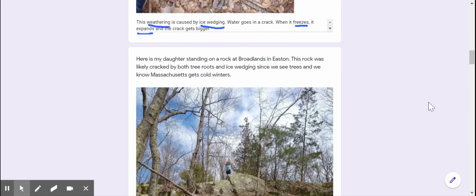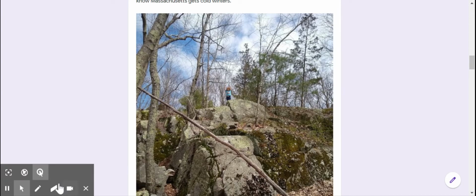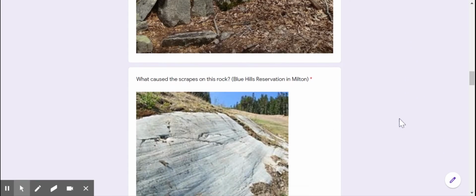Then moving down, you see my daughter who's at Broadlands, which is in Easton, Massachusetts, about 45 minutes away. And you can see that she's on a rock with lots of cracks in it. And I see that there are trees, sometimes even growing right on top of the rock. And so could be root wedging. I also know this is Massachusetts, so it gets really cold in the winter, so it could be ice wedging. It could be from either one of those.